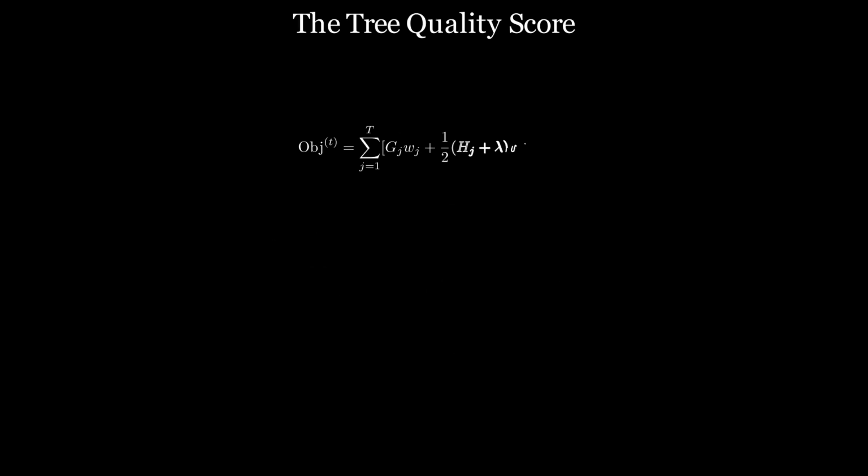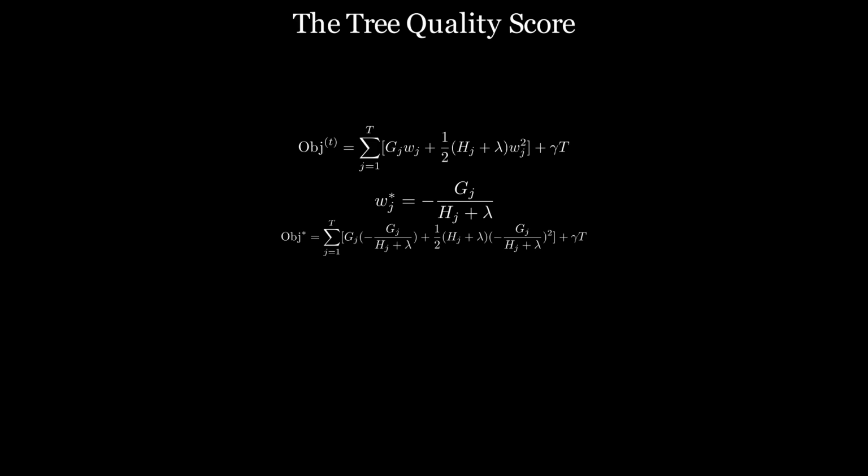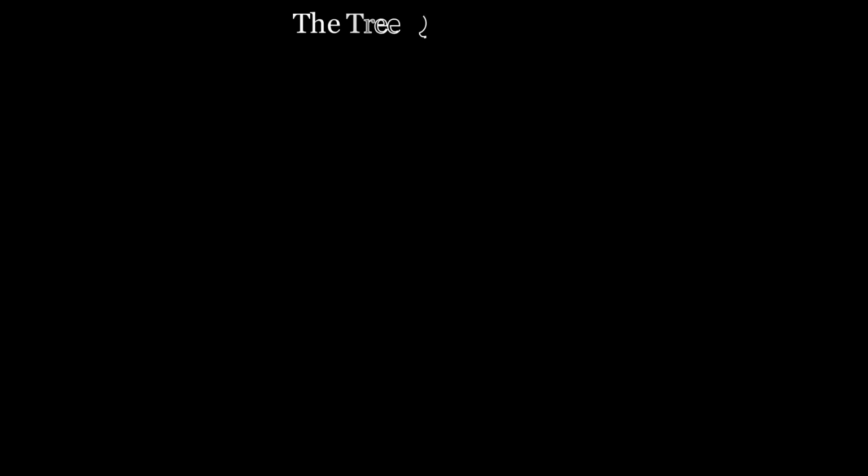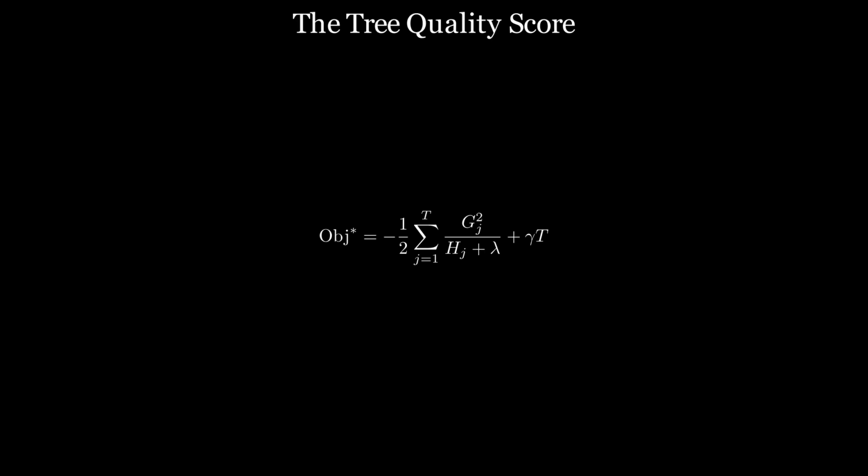Now that we have the optimal weight for any given leaf, let's plug this back into our objective function. This will give us a way to score the quality of a given tree structure, Q. We substitute wj star into the objective. Let's simplify the terms inside the summation. One of the hj plus lambda terms cancels out in the second part. Combining the two fractions gives us our final, beautifully simple scoring function.